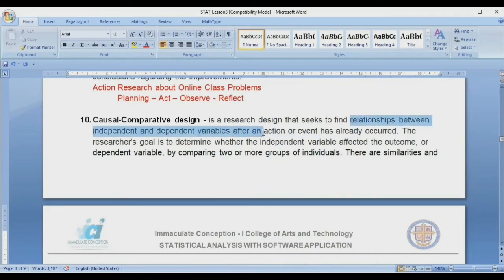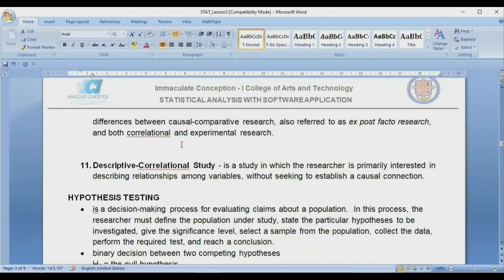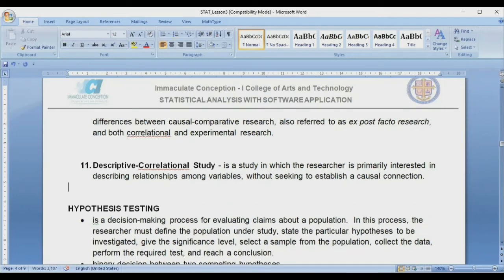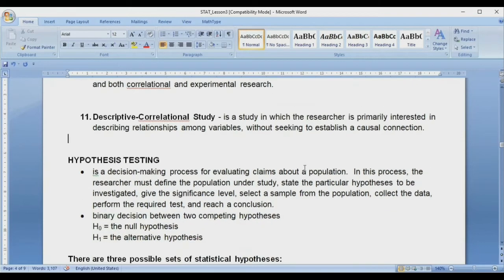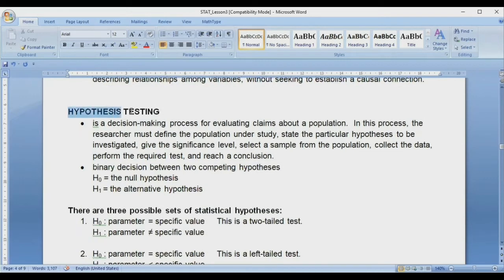Relationship between independent and dependent variables after an action or event has already occurred. Then descriptive correlational, kinombine mo yung mga gumamit ka ng mean, median, mode, standard deviation sa mga correlational title ng research, like the relationship between social media and study habits. O mga ganun.